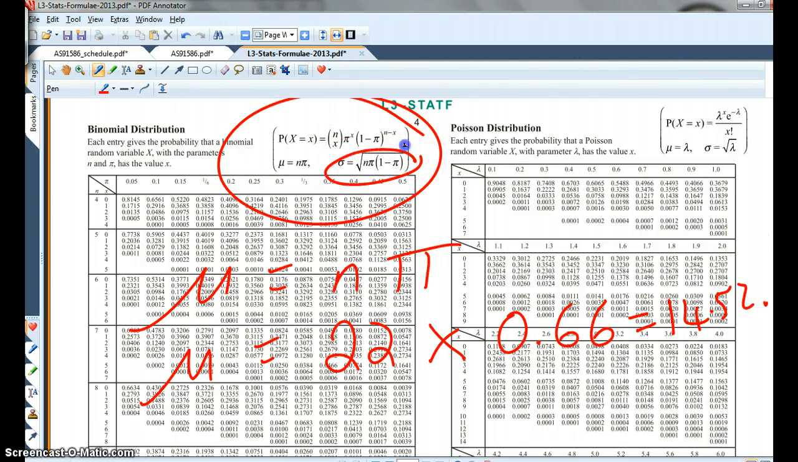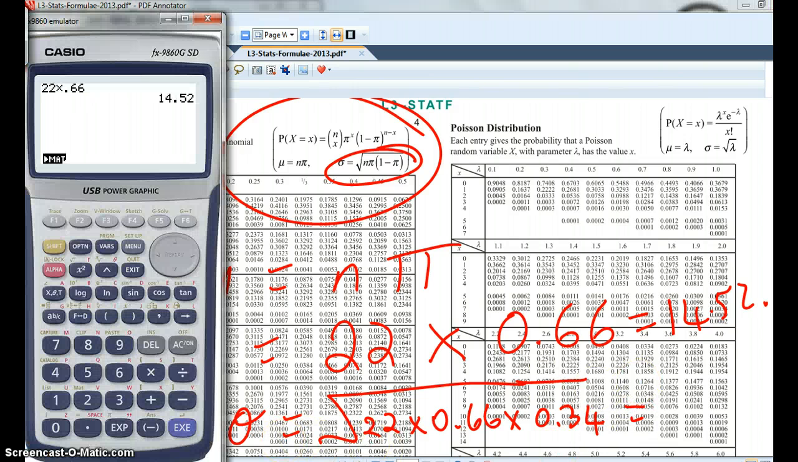And the standard deviation equals the square root of 22 times 0.66 times 0.34, which equals the square root, oh no, just go like that, 22 times 0.66 times 0.34, and then we go to the power of 0.5, same as the square root, you get 2.22.